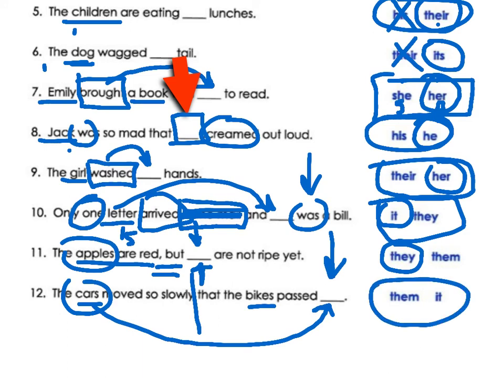Which of these two pronouns will replace the cars? It has to be plural because cars is a plural noun. So between the choices them and it, only them is a pronoun that would match a plural noun. So the answer is them.